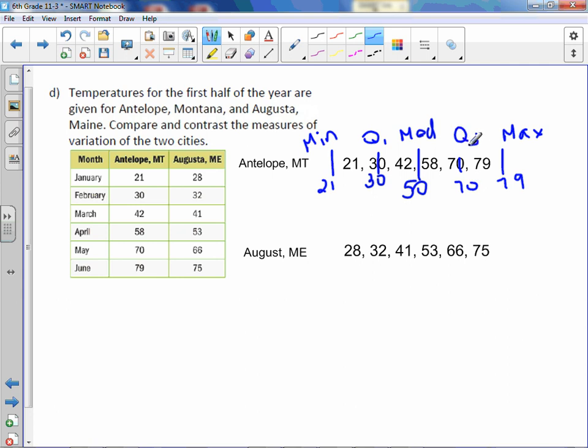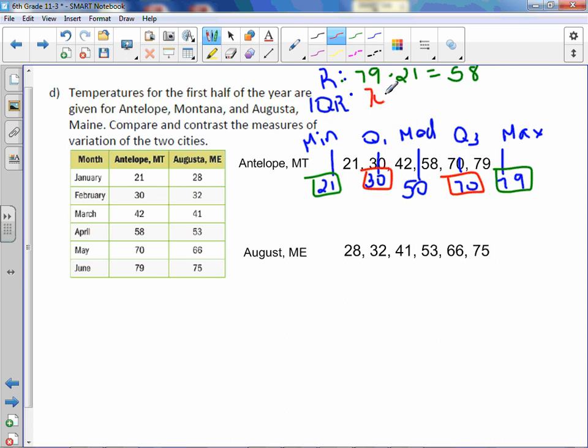To find the range, we're going to take 79 minus 21, which equals 58. To find the interquartile range, we are going to take 70 minus 30, which equals 40.